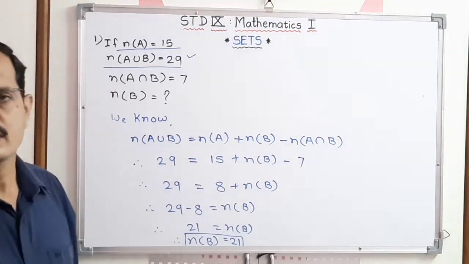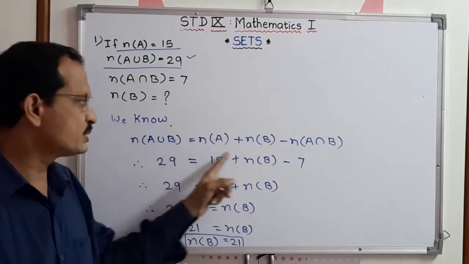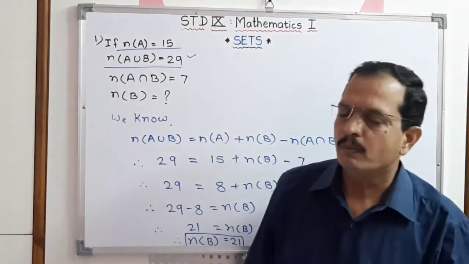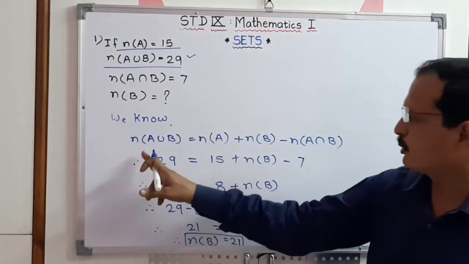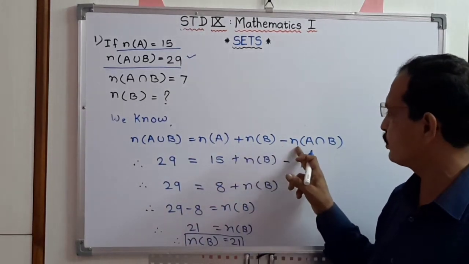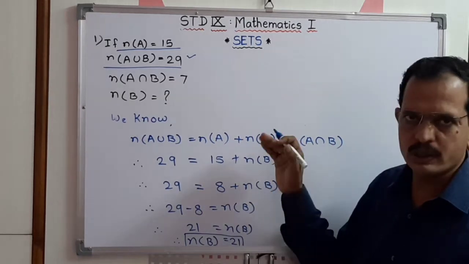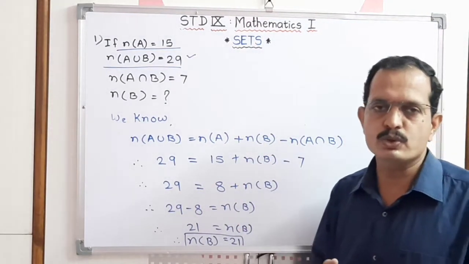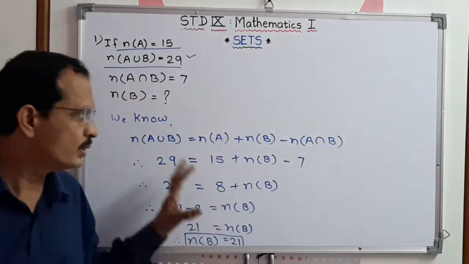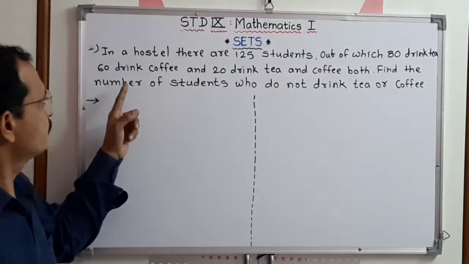Very easy. For that purpose we have to remember these formulas. This is the relation between the number of elements in a particular set. Number of A union B is equal to number of A plus number of B minus number of A intersection B. By using this we solved this sum. Afterwards we have to solve the second sum. Dear student, till now write this down in your notebook. Let's see the second sum.